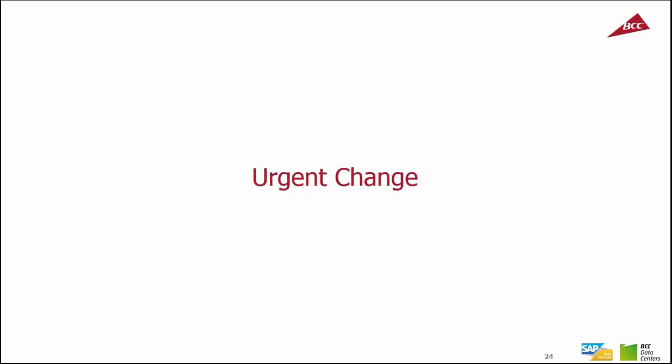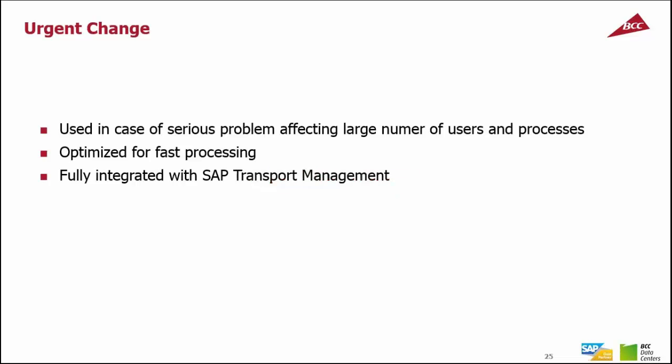Another available document is the urgent change. Urgent change is used in case of serious problems affecting a large number of users and processes. This change is fully optimized for fast processing by the users involved in the implementation. It's often used without a request for change to save time. It's fully integrated with SAP Transport Management, which allows processing changes much faster.